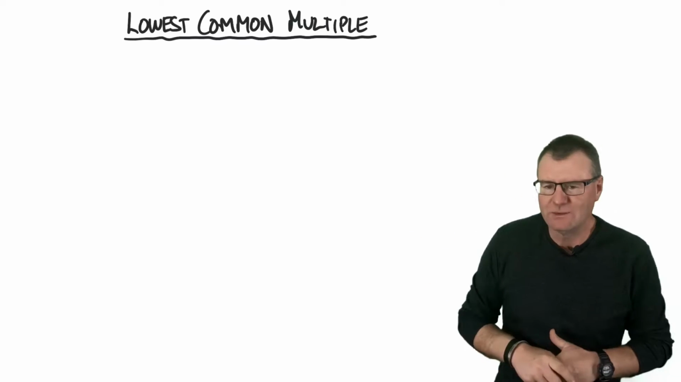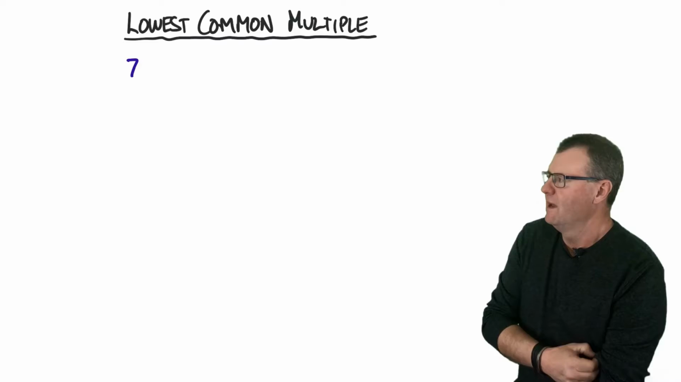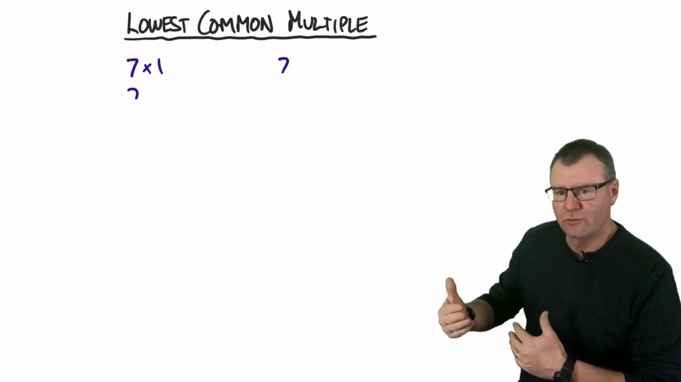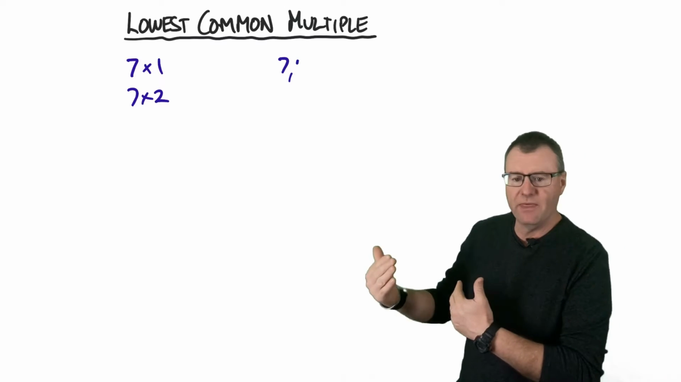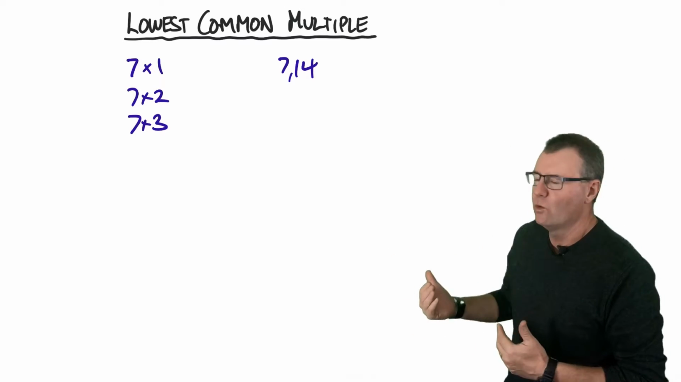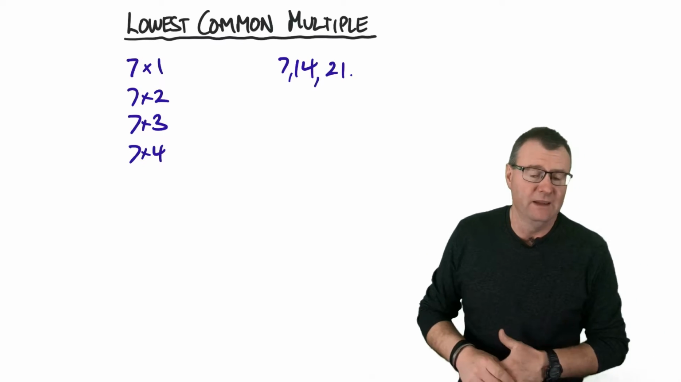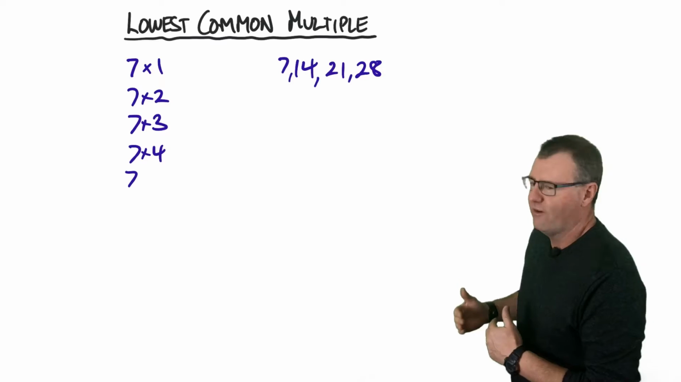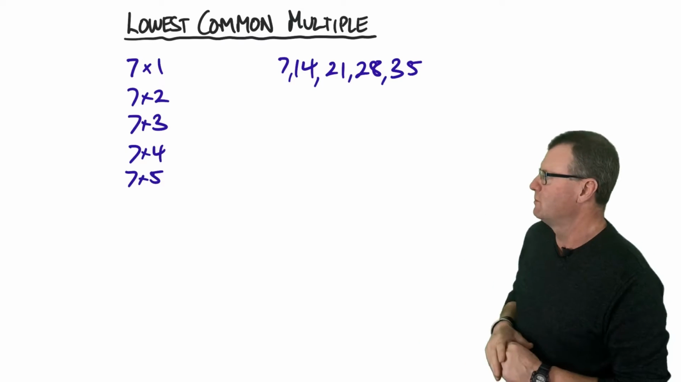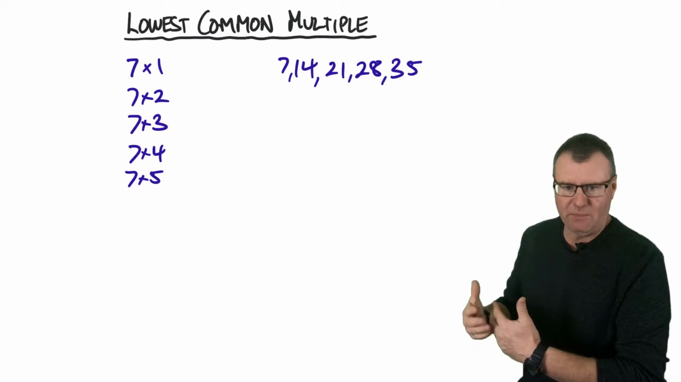If I had a look at this one here and said, look, what are the multiples of 7? Right, I'm going to start with 7, then I'm going to multiply it by 1, by 2, by 3, etc., etc. And they are the multiples. So 7 times 1 is 7, 7 times 2 is 14, times 3 is 21, times 4 is 28, and 7 times 5 is 35. So they are what we would say the first 5 multiples of 7. Every time I multiply it by one more, it goes up by one more.